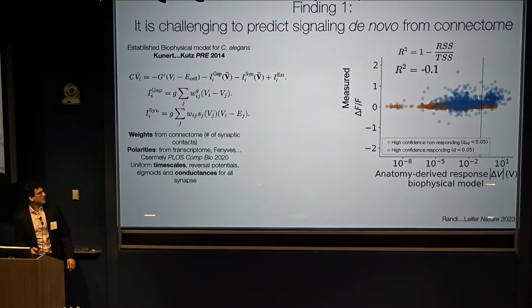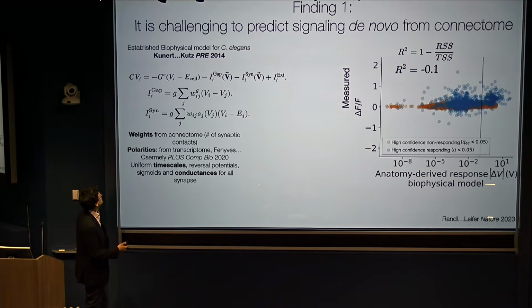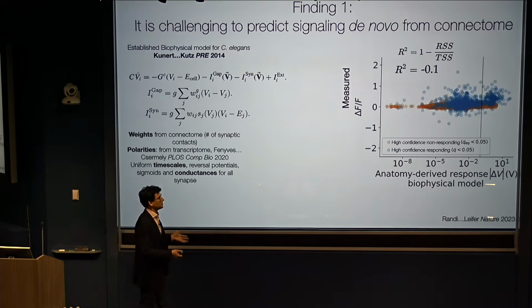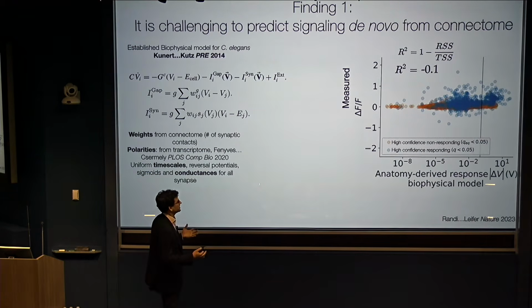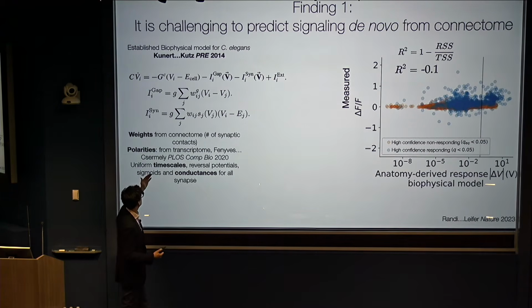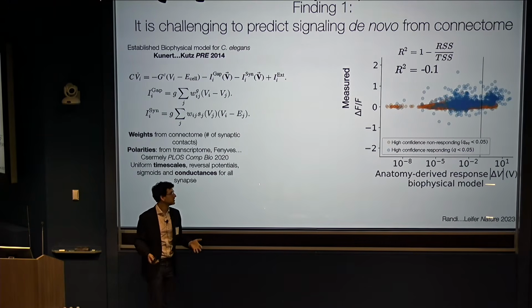Okay, but one of the things that had been challenging, one might hope that if you gave me a connectome and information about the number of synaptic contacts and its transcriptome, so you knew something about what's excitatory or inhibitory, you might be able to just predict our signaling de novo, and that's something that we haven't been able to do. And maybe, depending on your prior, that's not surprising because you need information about timescales, reversal potential, sigmoids, and conductances, and those are molecular details.